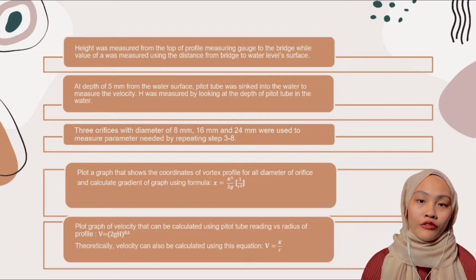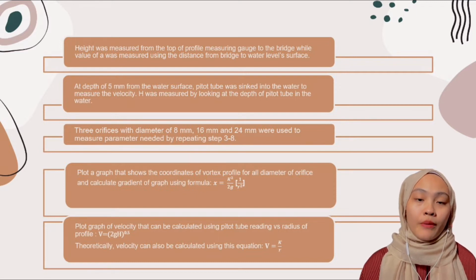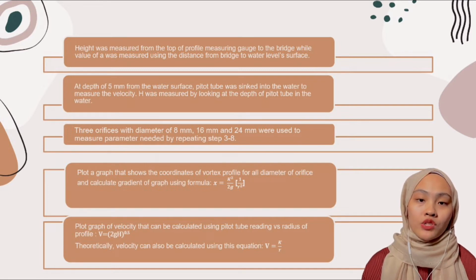At a depth of 5 mm from the water surface, the pitot tube was sunk into the water to measure the velocity. H was measured by looking at the depth of the pitot tube in the water. By repeating the steps before, height and A can be measured using orifices of 8 mm and 16 mm. A graph can be plotted to show the coordinates of the vortex profile for all diameters of orifice, and next, calculate the gradient of the graph using the given formula. To calculate velocity, use the equation V equals K over R.